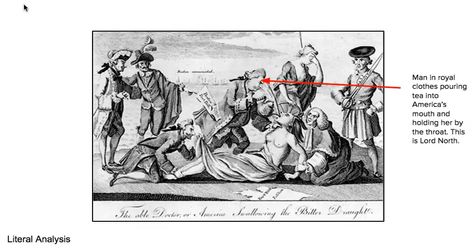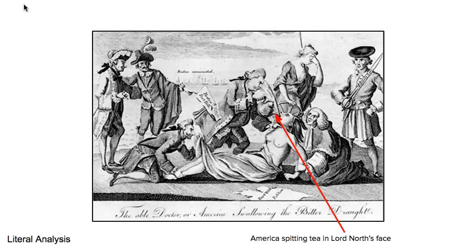So I can see a man in royal clothes pouring tea into America's mouth and holding her by the throat, and you can see that he is holding her by the throat using his left hand. I can see America spitting tea in Lord North's face. Now, obviously, there's nothing really saying that it's tea, except for the fact there's a teapot. And so, using that logic, it's obvious that America is spitting tea into Lord North's face.